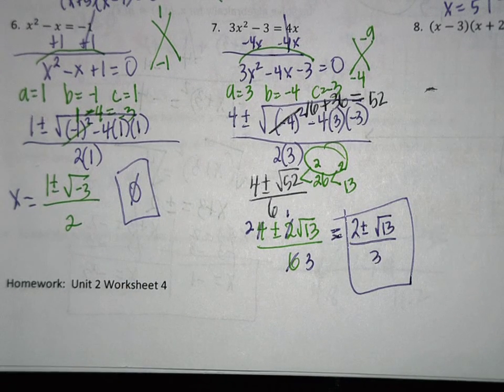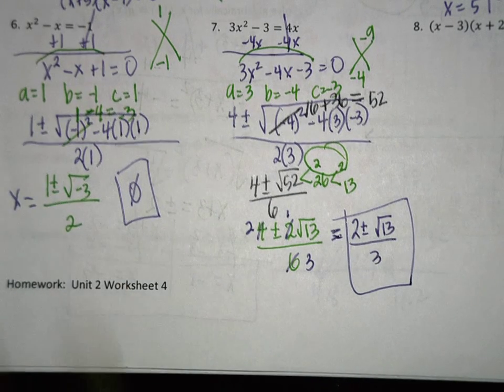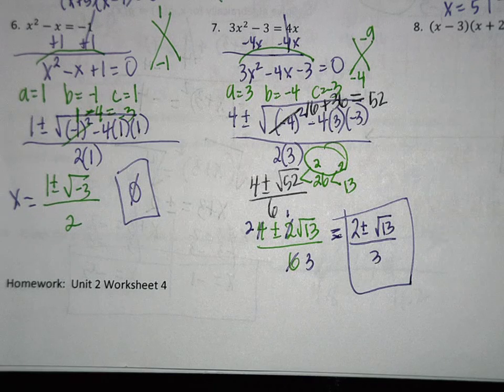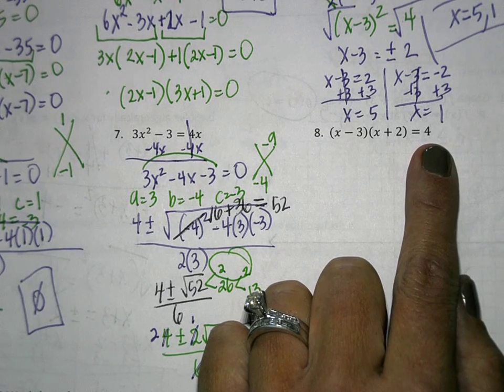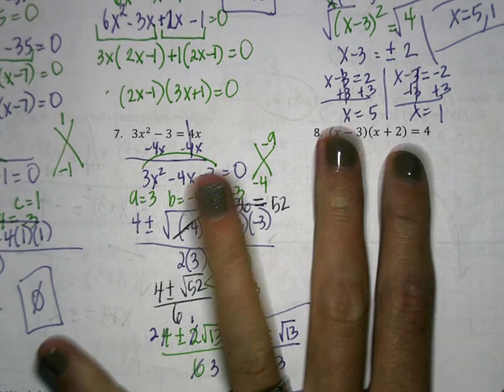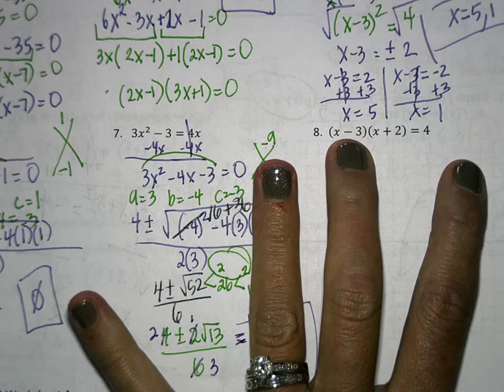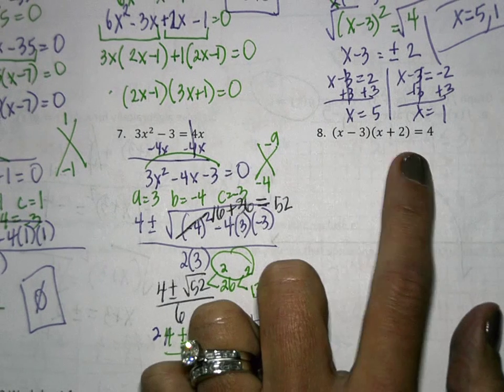All right. Questions before we do the last one? Okay, what do you think? Is this set equal to 0? No. So you have to multiply this out and subtract 4. Now, you should be able to multiply this out in your head.